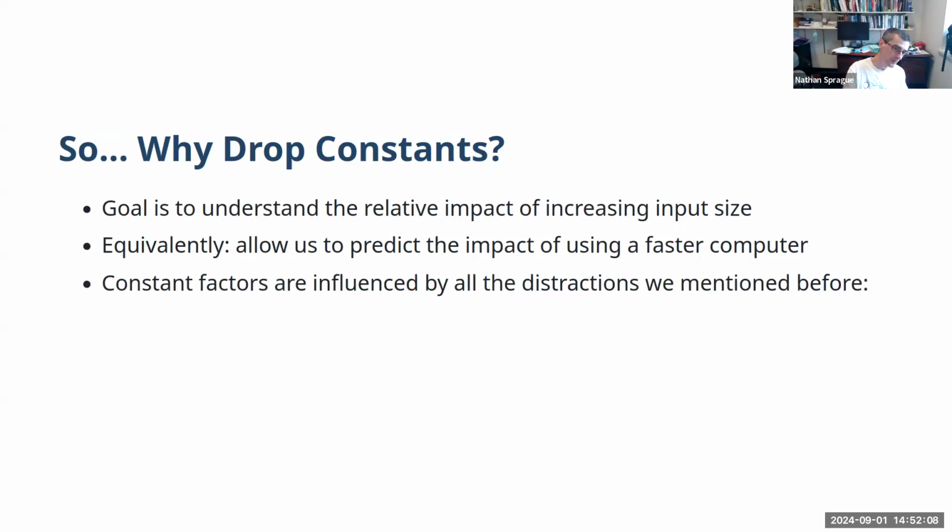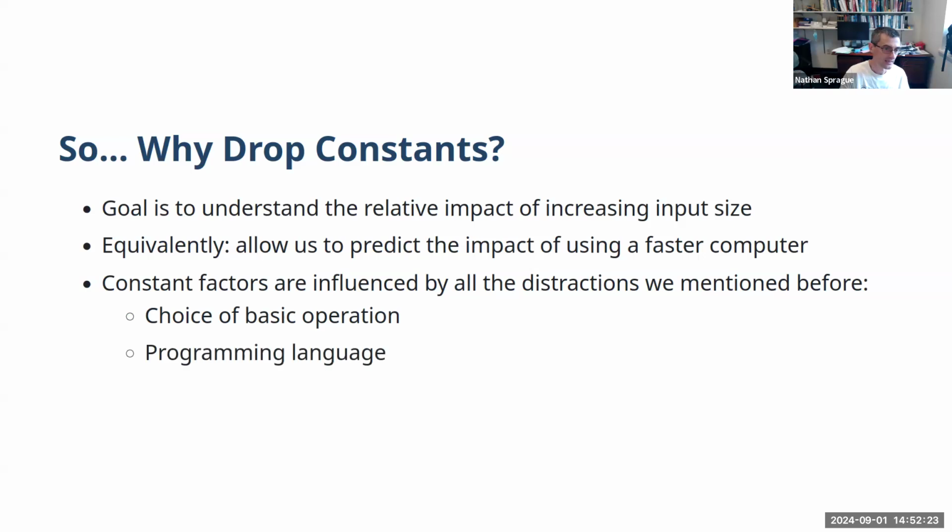The other reason we might not want to focus on constant factors is that they are influenced by the kinds of distractions that we talked about when we introduced the choice of basic operation. So if we pick a basic operation, that's going to change the constants, even though it isn't really fundamentally changing the way the algorithm operates. Constants could be impacted by programming languages and lots of other irrelevant details.